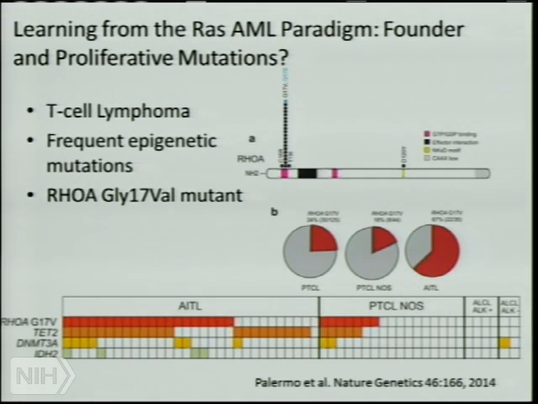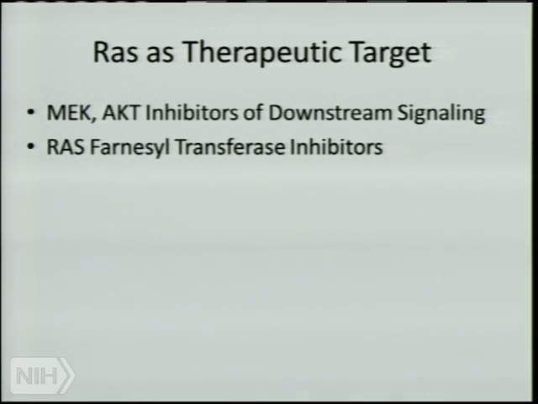And in fact, very recently there was evidence reported of RHO mutations in T-cell lymphoma, where the epigenetic lesions were already known and people were thinking this is an epigenetic disease, but then suddenly there's a RHO mutation. And so the question will be, can we go back and figure out which came first, the founder or the proliferator?